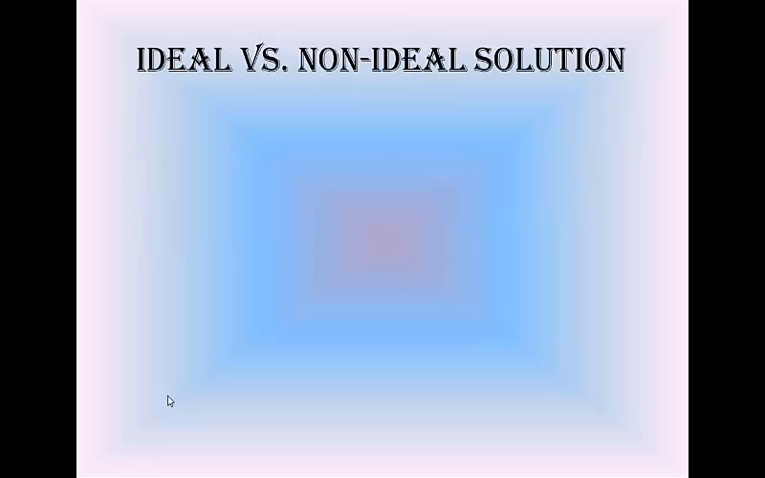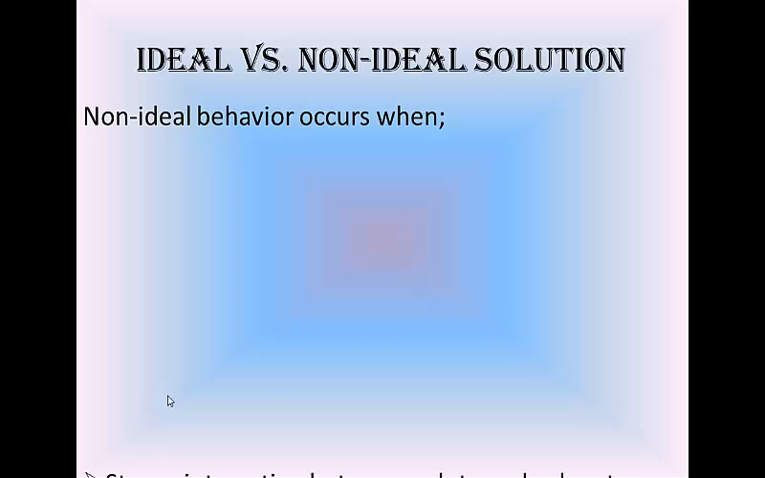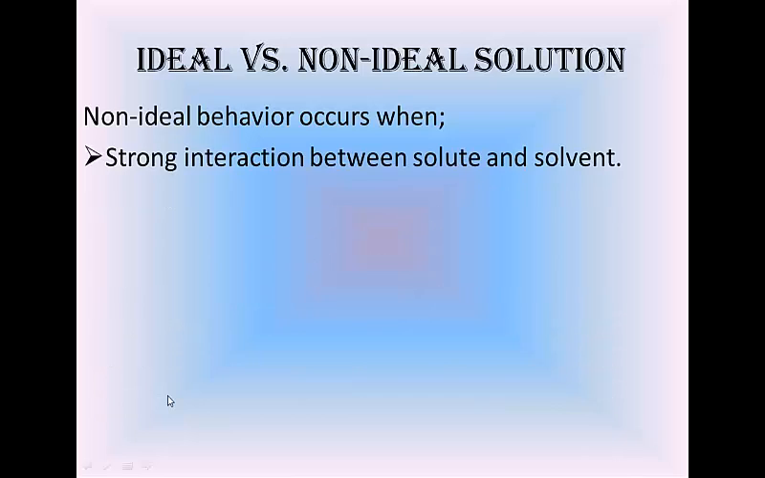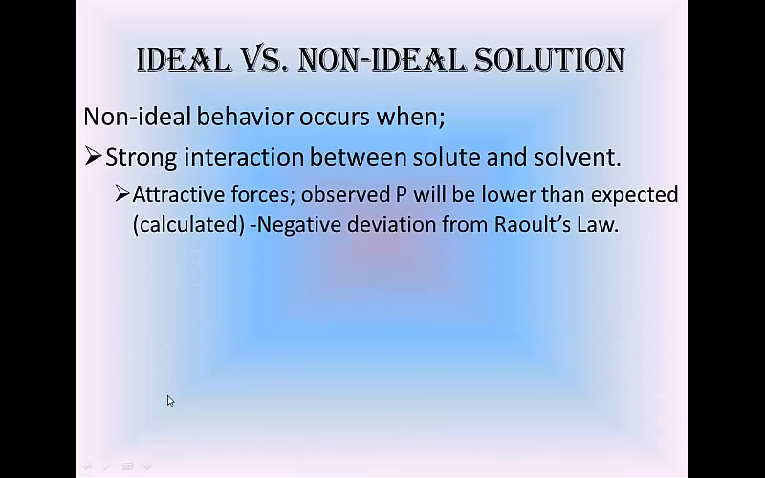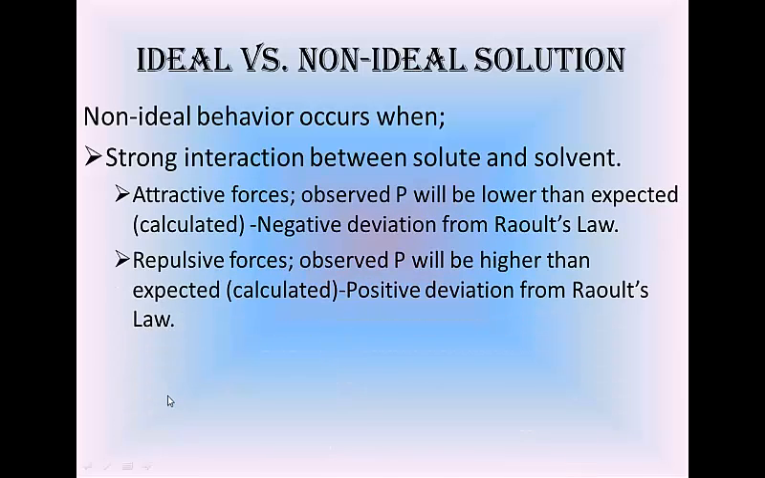Alright, ideal versus non-ideal. Now, the ideal solution was a direct relationship between the mole fraction of the solvent and the pressure of the solution. A non-ideal solution is not a direct relationship between the two. A non-ideal solution occurs when there are strong interactions between the solute particles and the solvent particles, two types. Either you have an attractive force or a repulsive force.